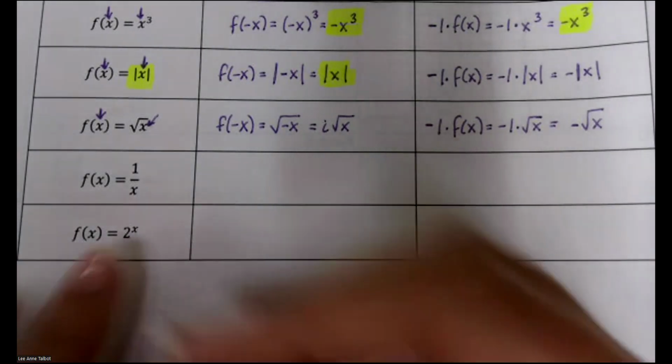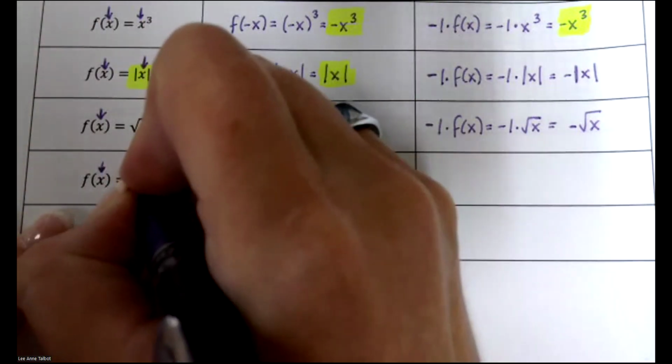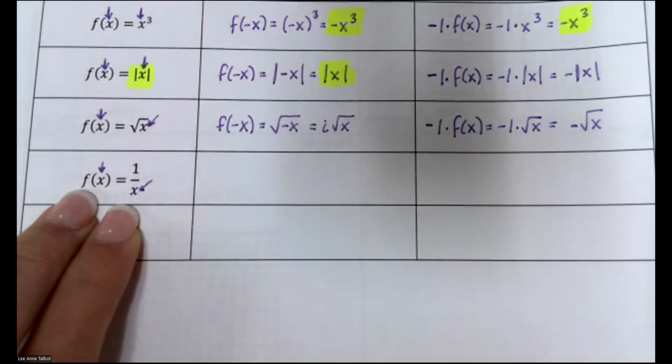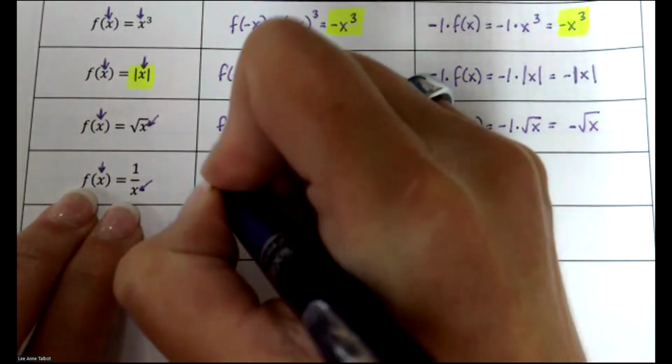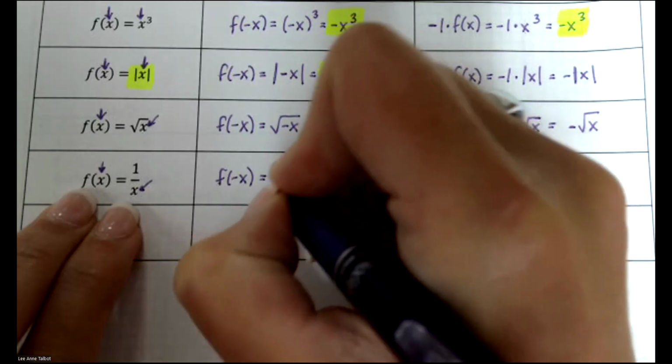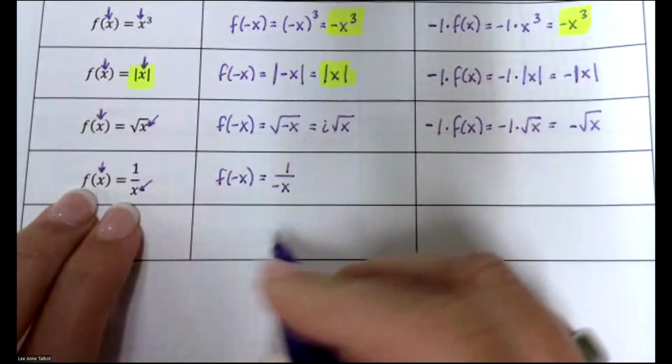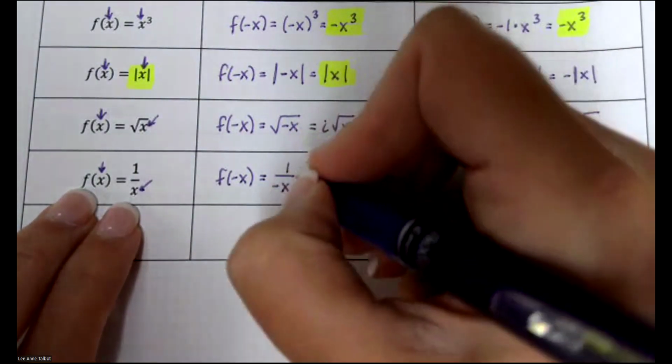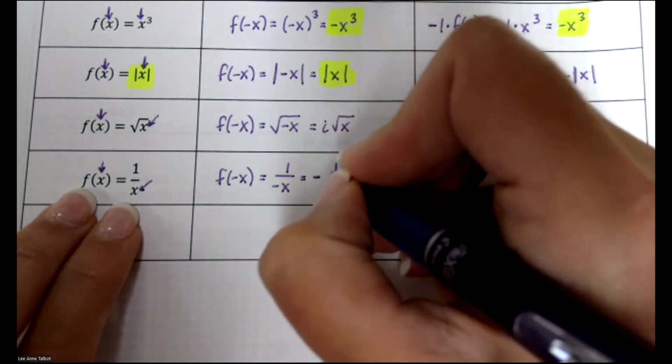Okay, so here and here, I'm going to replace both of those with negative x's. And then I hate this, so I'm going to move the negative out front.